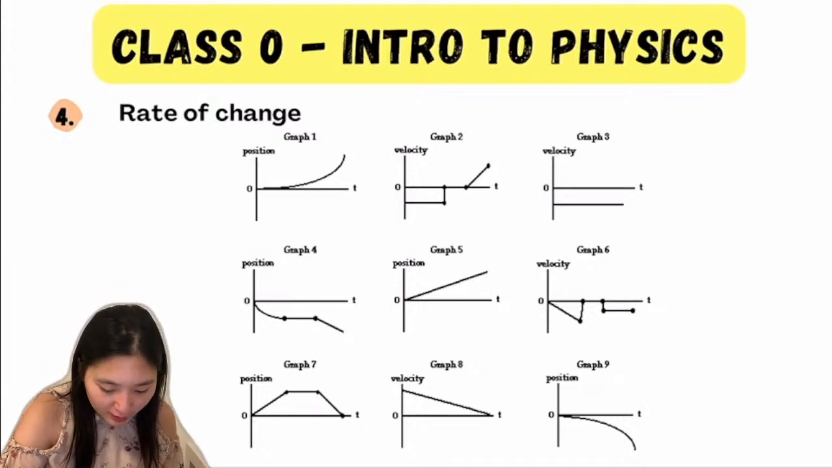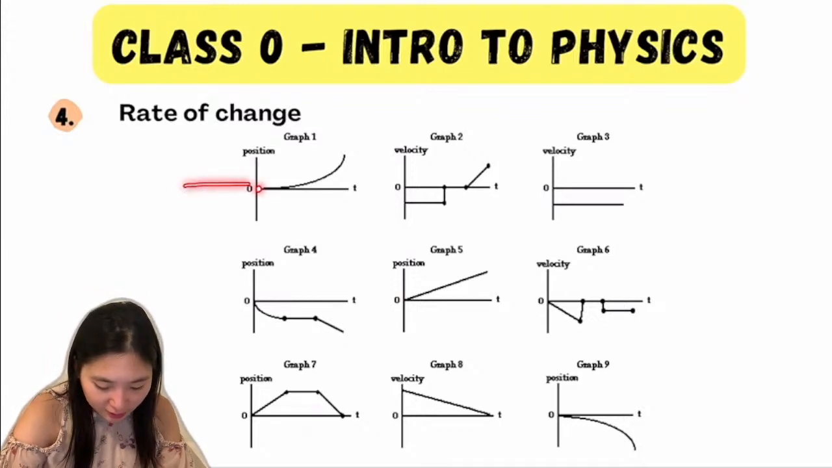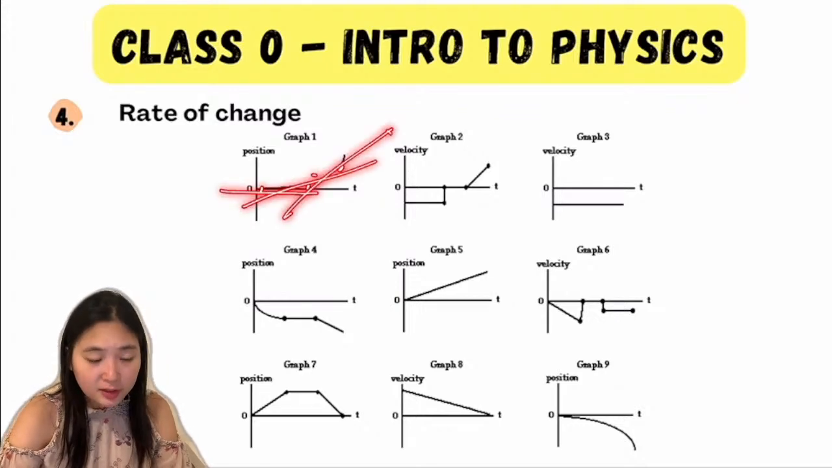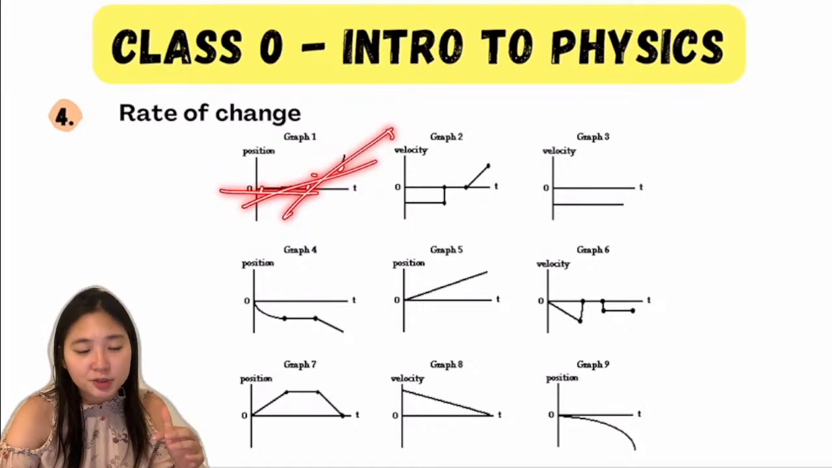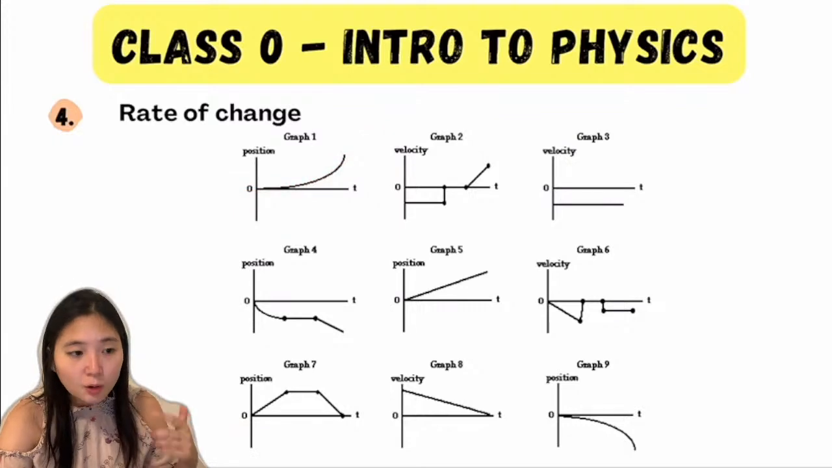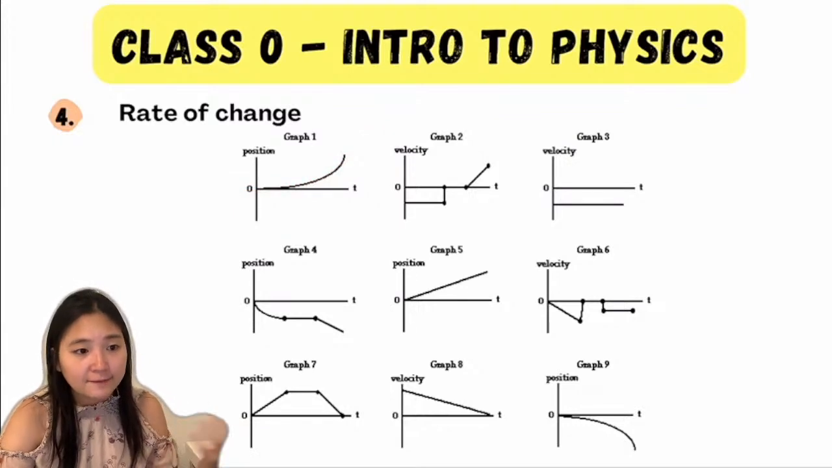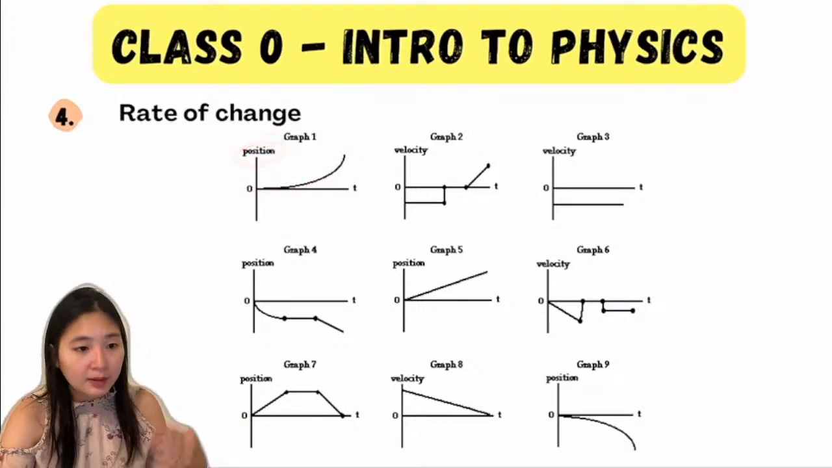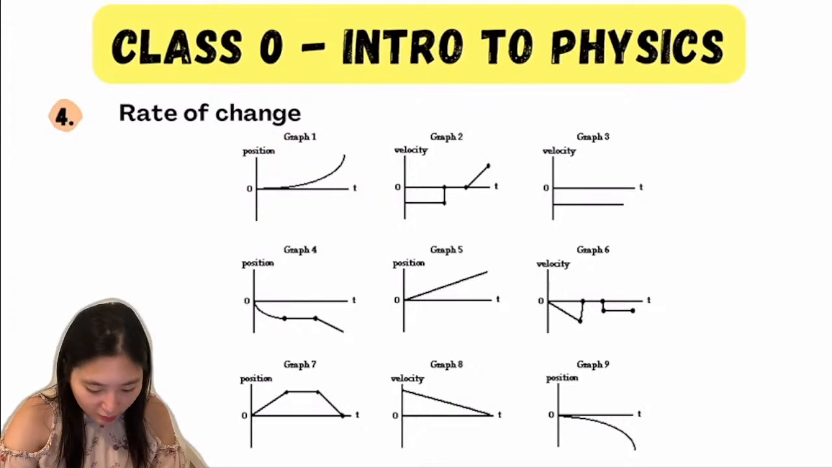Okay, for graph 1, at the very beginning, the tangent line must be a horizontal line. And then gradually the tangent line gets steeper and steeper. So the instantaneous rate of change is getting bigger and bigger, which means it's moving faster and faster because it's positioned on the y-axis. What about graph 4?